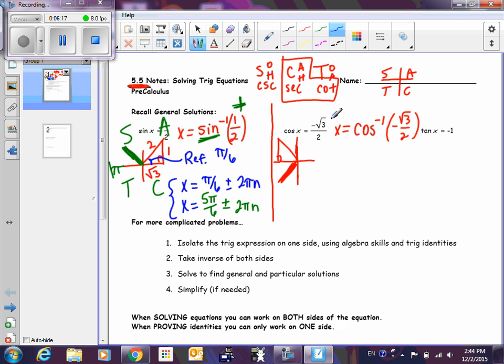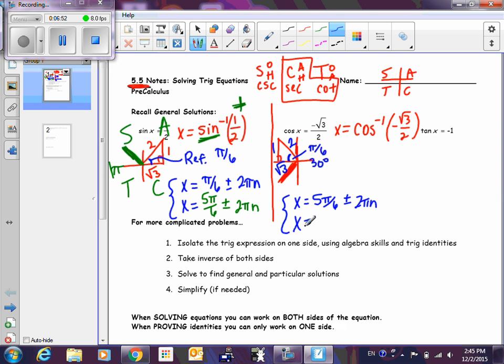All right, now, ratio time. Adjacent is √3. Hypotenuse is 2. That means the other side is 1. And this again is a pi over 6. That's a pi over 6 right there. It's a 30 degree. So the way we write the answer is we place pi over 6 in the second quadrant. We just did that a second ago. What do we get? 5 pi over 6 plus minus 2 pi n.